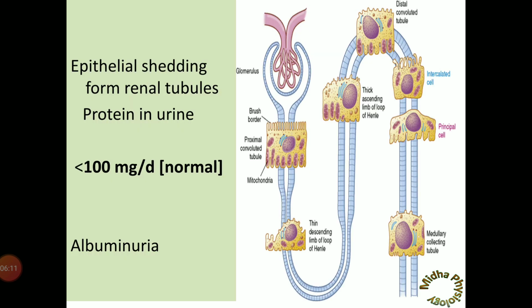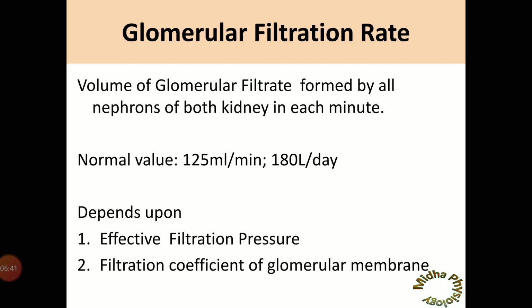Even though we say there is no ultrafiltration of the protein, if the urine contains less than 100 milligram of protein per day, we say it is normal, because this much protein is not being filtrated from the capillary, but is formed by the epithelial shedding of the renal tubules. So if a significant amount of albumin is present in the urine, then it may be associated with glomerular pathologies.